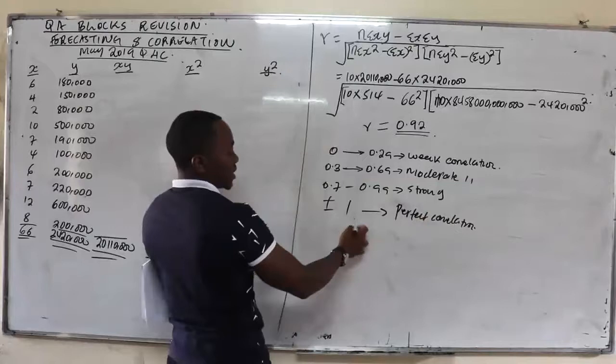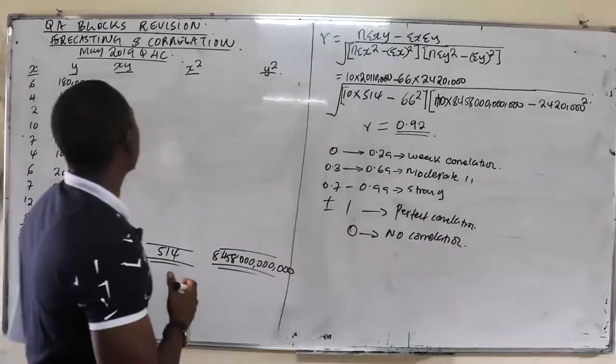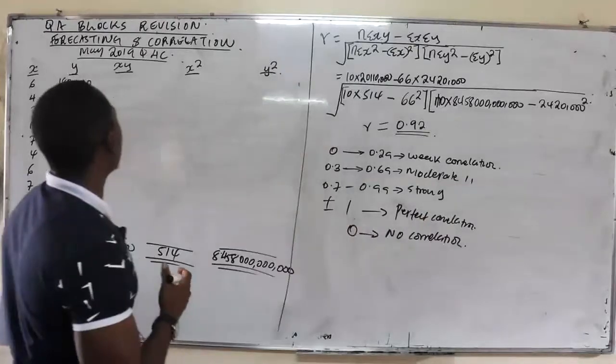So in this case, we have a correlation coefficient of 0.92. That means there is a strong direct correlation between the years of experience and the sales. So we can say that there is a strong direct or positive correlation between experience and sales.